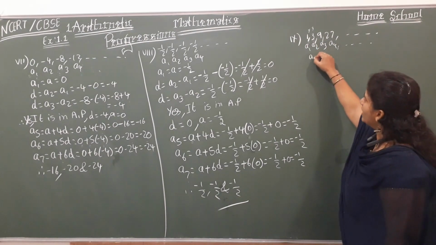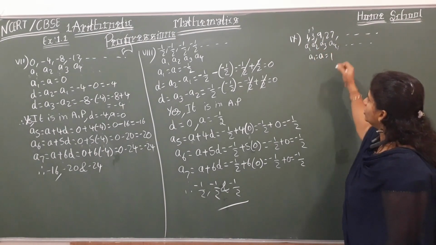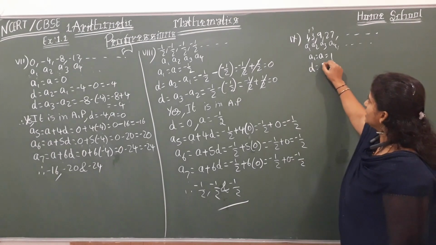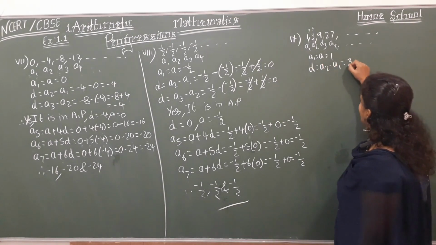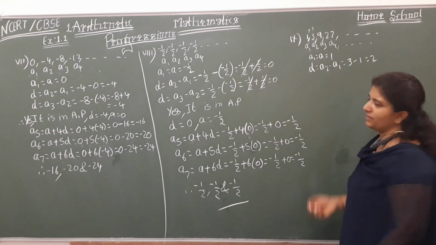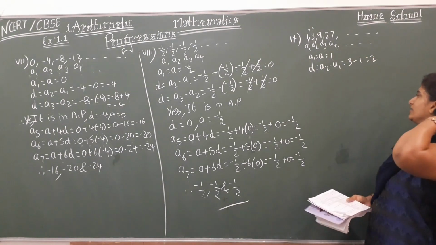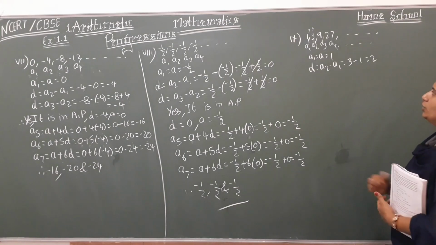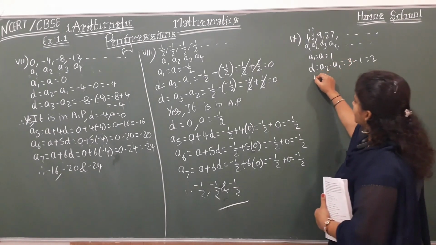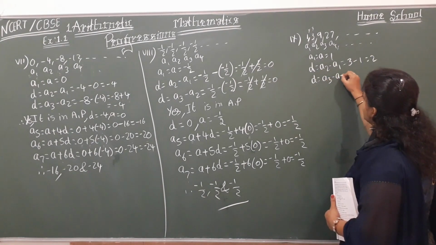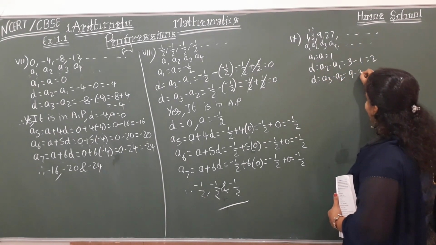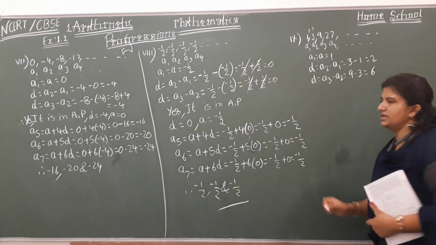So here A1 is equal to 1. D is equal to A2 minus A1. That will be 3 minus 1 will be 2. Okay, 3 minus 1 is how much? 2. Same manner, next D, A3 minus A2. 9 minus 3 will be 6.